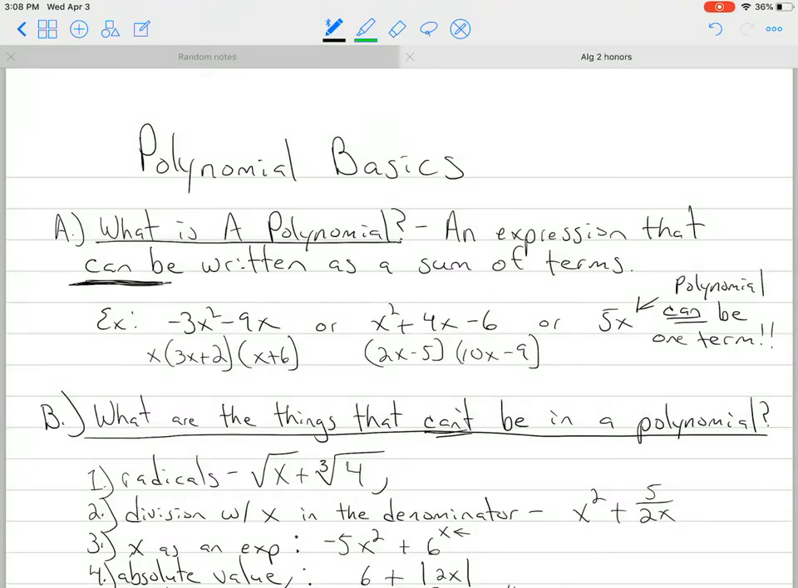Got to give the people, get the people what they want.